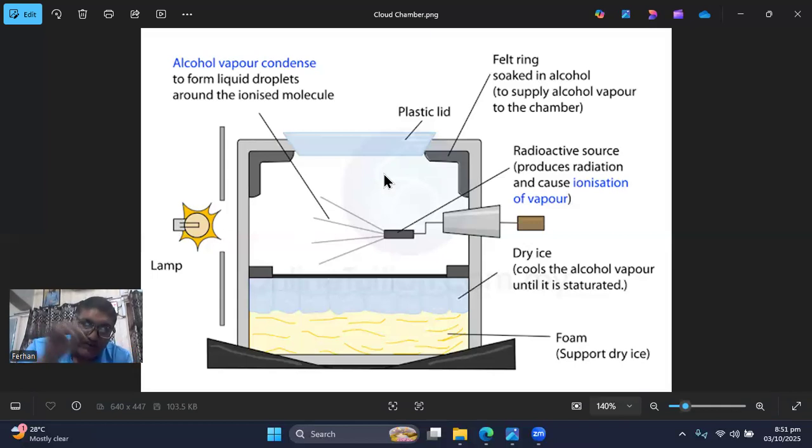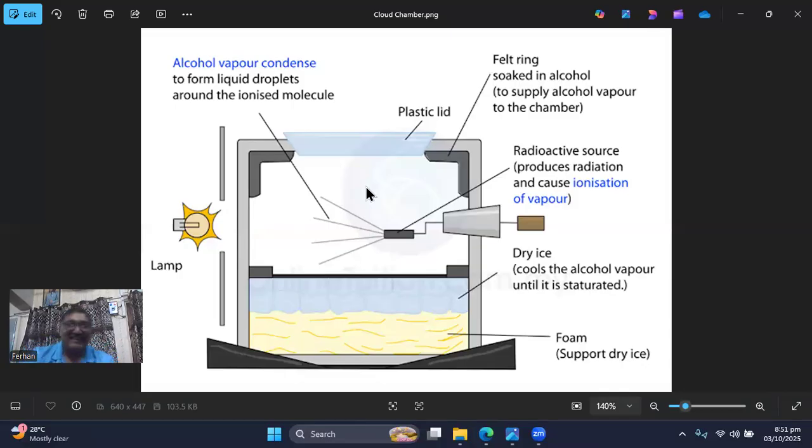Those vapors which have condensed have attached themselves to the air particles that have ionized, so that they will spark in this light. And you have the whole room, you have switched off all the lights. So when you see from the top, you will see sparks coming. This is how you detect the presence of the radiation.